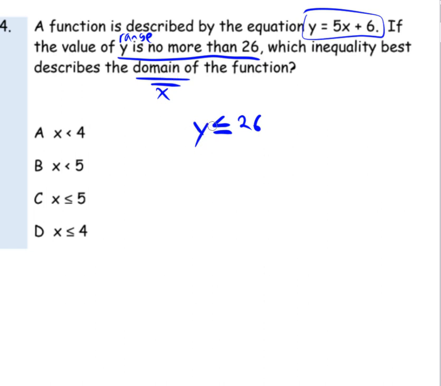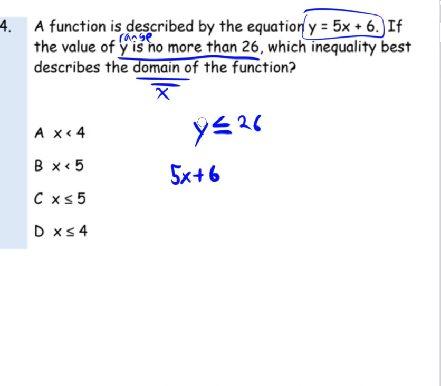So all I have here is my range, and the only other piece that I have to work with is the actual equation itself. So what I'm going to do is look at this equation, and you'll notice that the equation equates y with this over here. In other words, 5x plus 6 is the same as y. So wherever I see y, I can actually plug in 5x plus 6. And that's what I'm going to do.